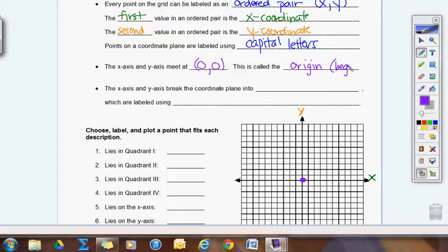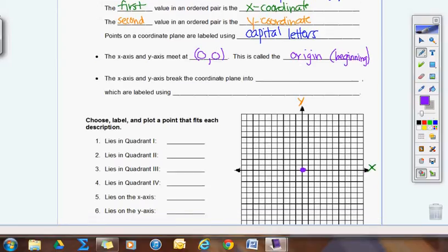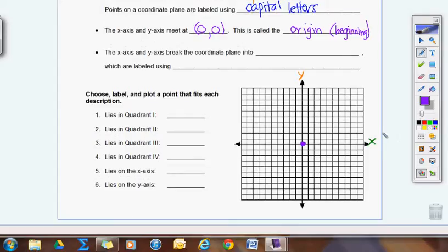Another word for origin is the beginning. Sometimes you'll see the origin denoted with the letter O, because it's the (0, 0), and obviously O for origin. Next, the x and the y-axis break the coordinate plane into four different regions, which we call quadrants. And that root word quad means 4.